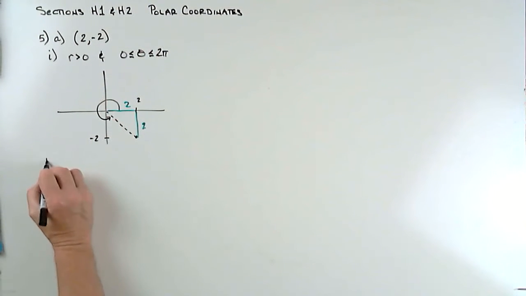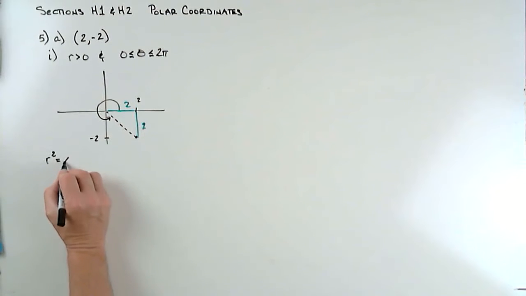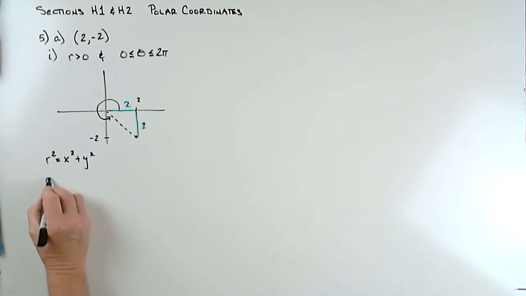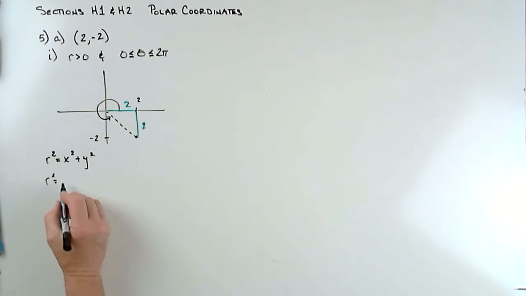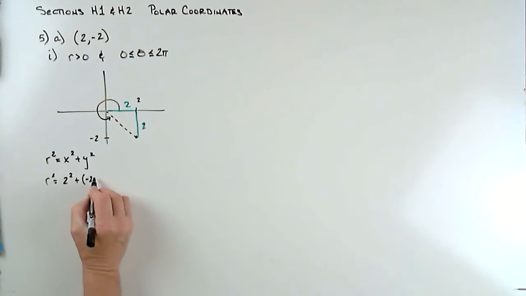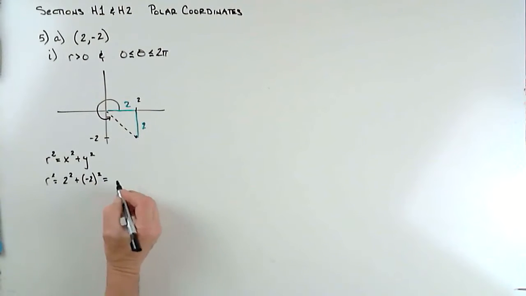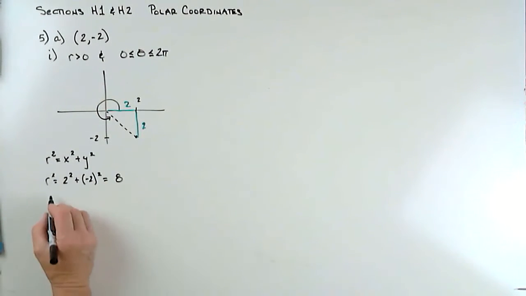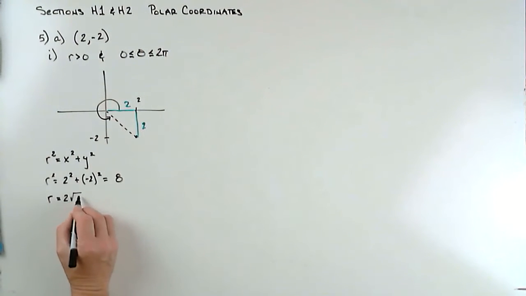Remember, we have a formula that says r squared equals x squared plus y squared. So r squared is going to be x, which is 2 squared, plus y, which is -2 squared. That's going to equal 4 plus 4, which is 8. When we take the square root, they told us we want r to be positive, so we take the principal root and get r equals 2√2.